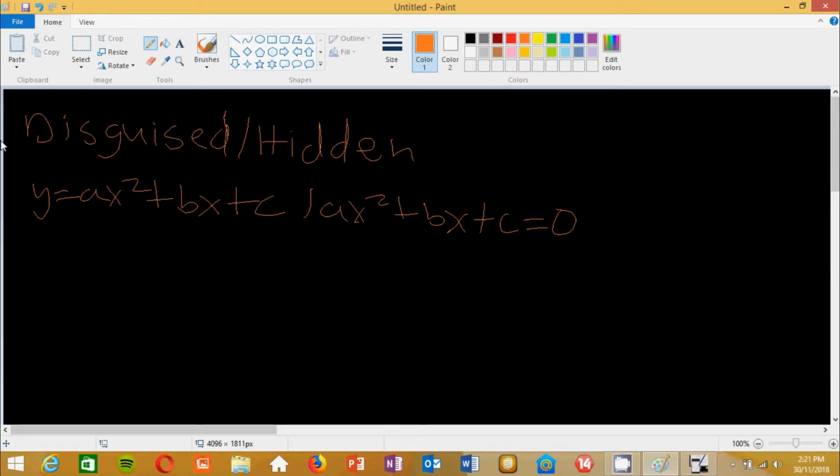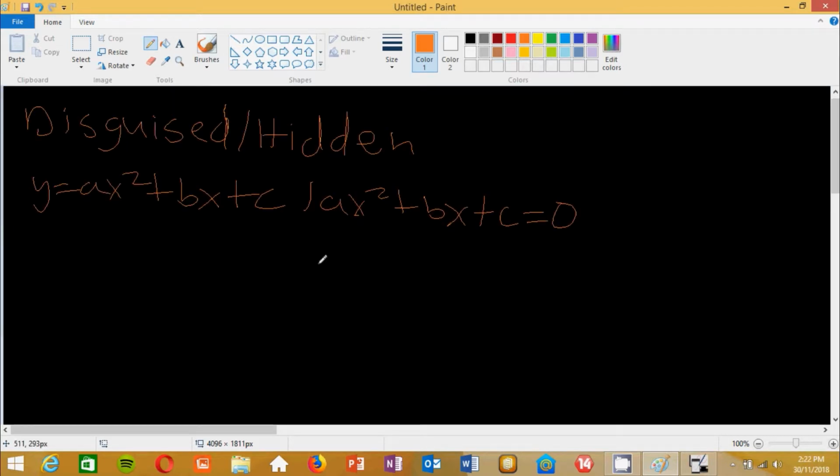Now, we have another thing that we call disguised quadratic equations, or hidden quadratic equations. So what are they? Some equations are quadratic equations, but in a hidden manner. For example, let's say I give you the equation x to the power 8 minus 6x to the power 4 plus 8 is equal to 0, and I ask you to solve it.